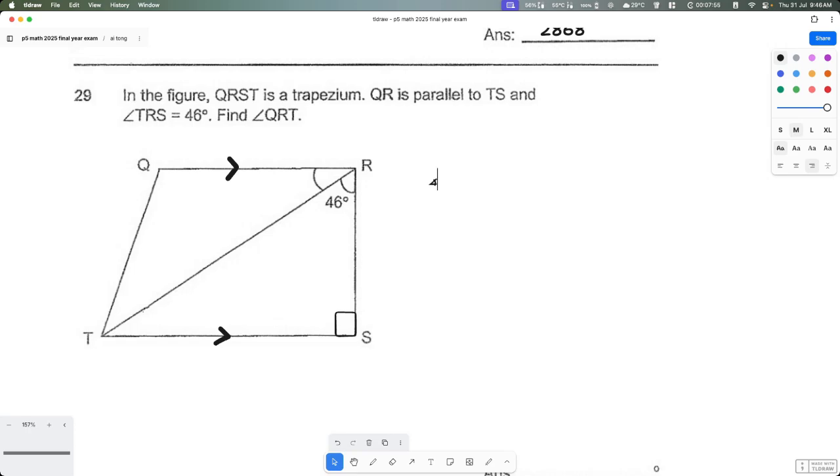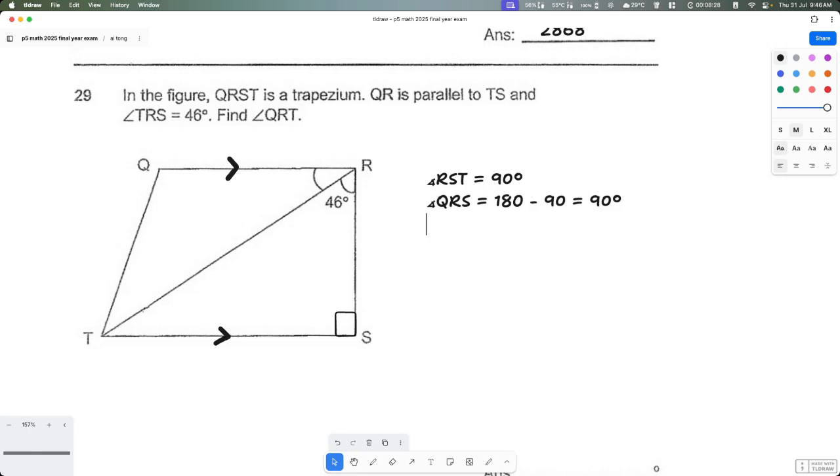So angle TSR, RST, is equal to 90 degrees, right? Okay, so 90 degrees. And then angle QRS is also 90 degrees, because 180 minus 90 is equal to 90 degrees.